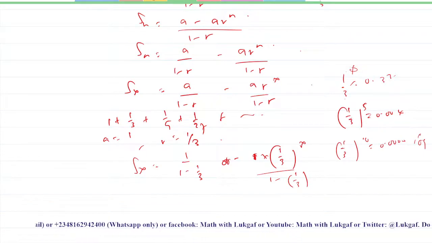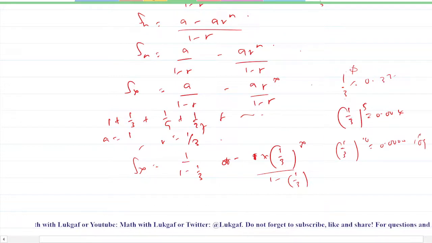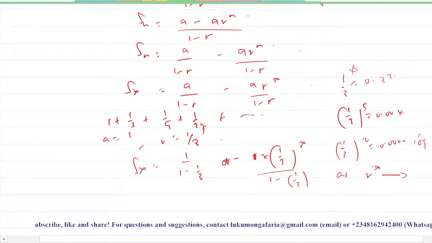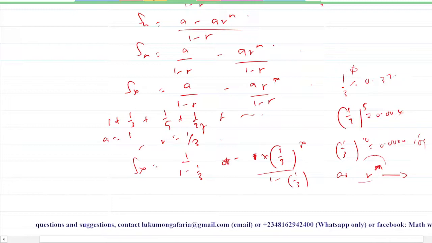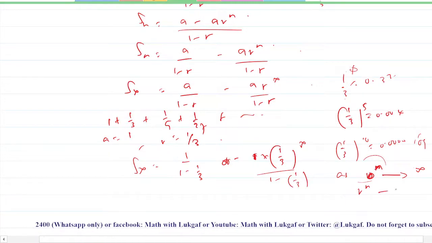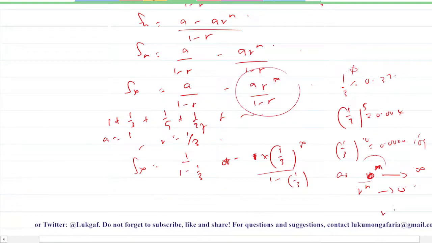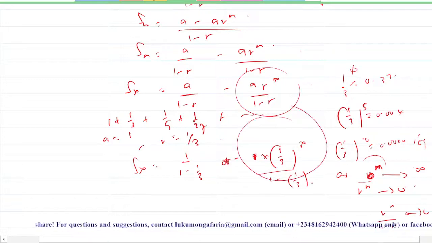And we said infinity is like the largest number than any other number. It means when you take the limit as your r raised by n, as n tends to infinity, your r raised by n tends to 0. And if r raised by n tends to 0, then this term, r raised by n divided by 1 minus r, will also tend to 0. So that's why all of these will be 0. I hope you understand now.